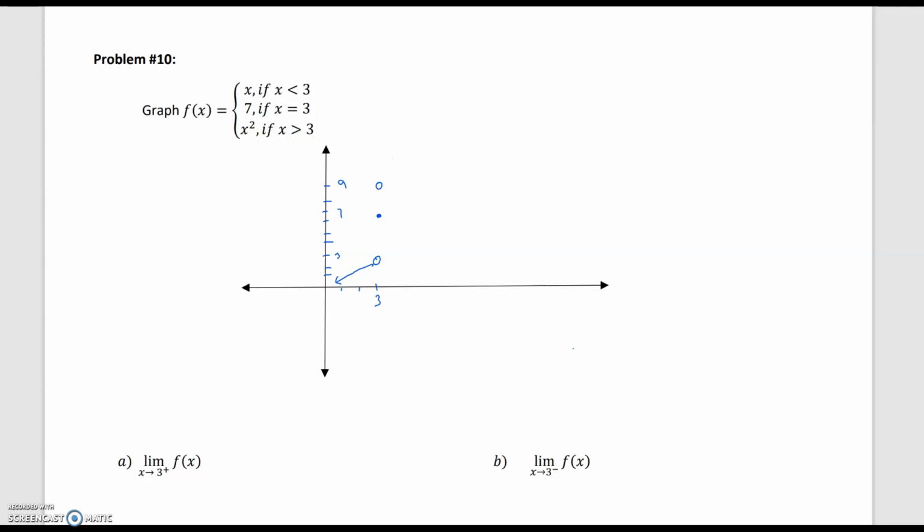Let me try to fix the angle or the curvature. There we go. Okay, that's actually it for the graph. This will be the graph of technically f of x.